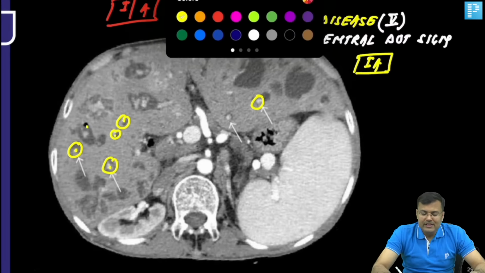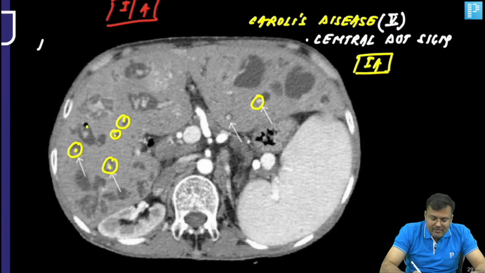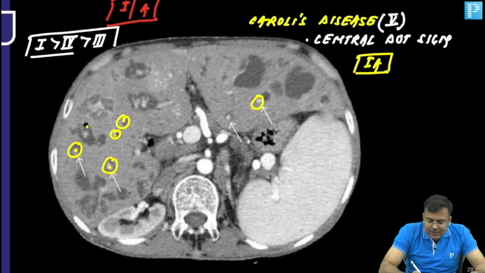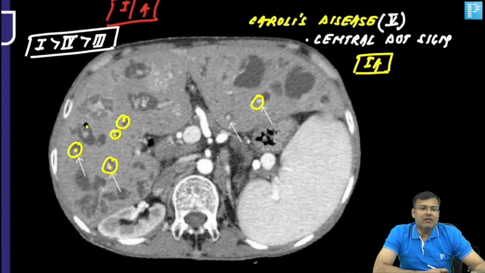So, how to remember which type of choledochal cyst is most common? Most common is type 1, followed by type 4, followed by type 3. So, how to remember? It is 1, 4, 3. Guys, you must be knowing the meaning of 1, 4, 3. Can you tell me the meaning?